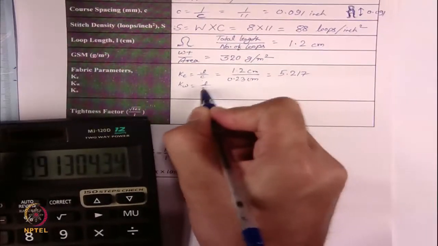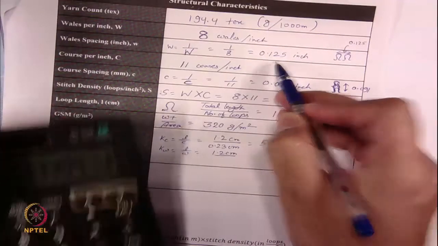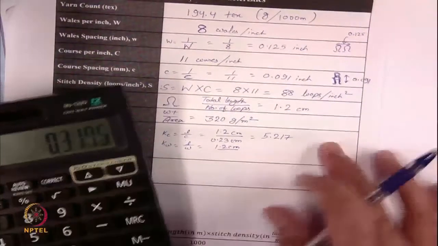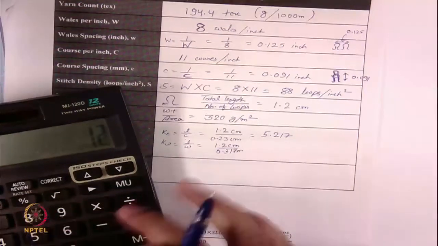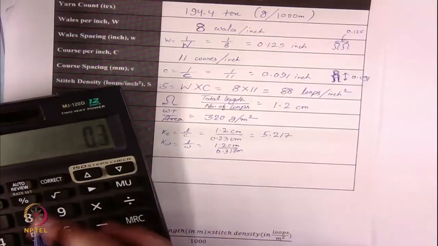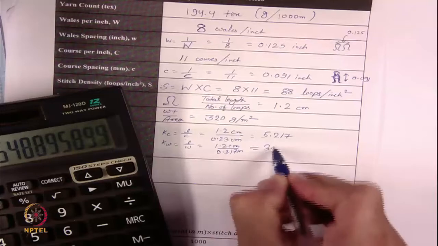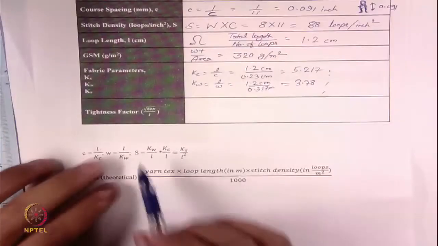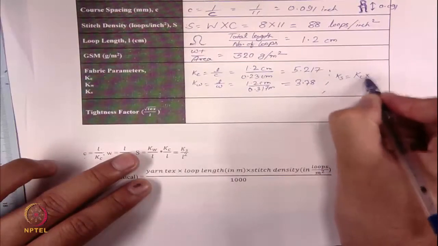KW is L by w, again 1.2 centimeter. The value of w is 0.125, so you first convert into centimeter, which is 0.3175. 1.2 divided by 0.3175 is 3.78. And KS is equal to KC into KW.